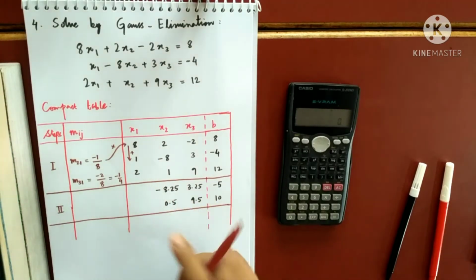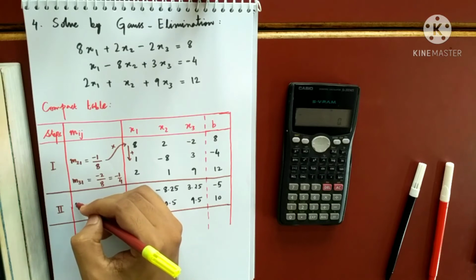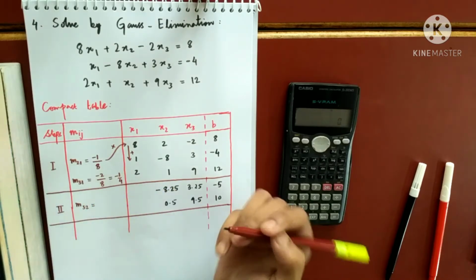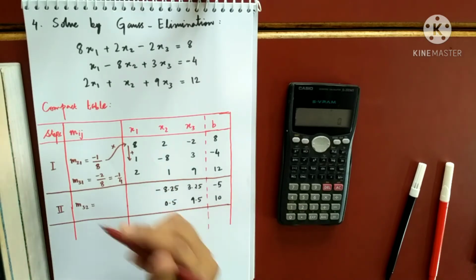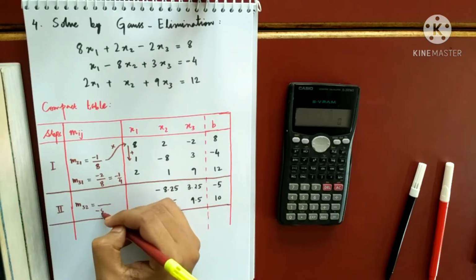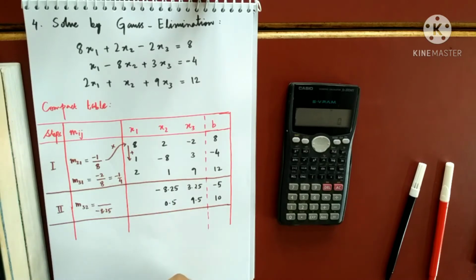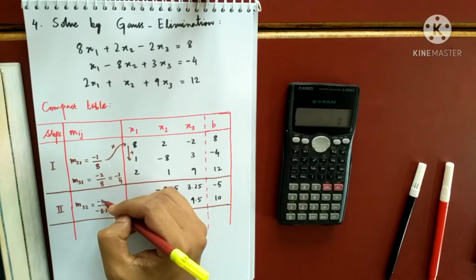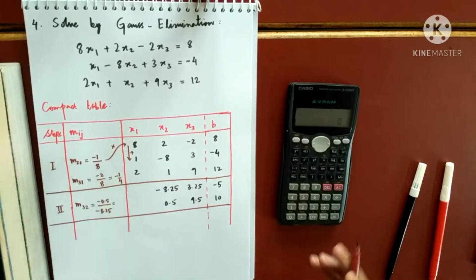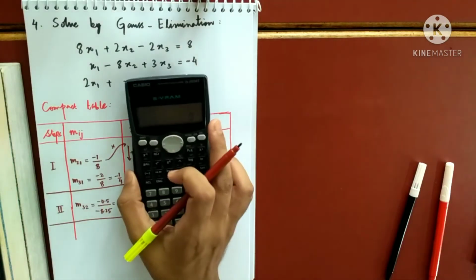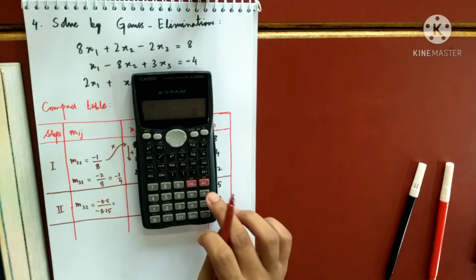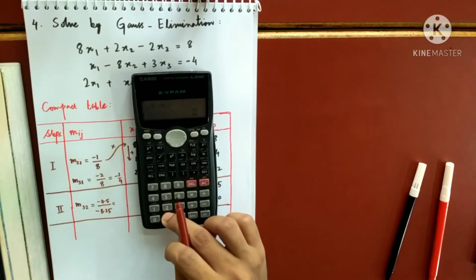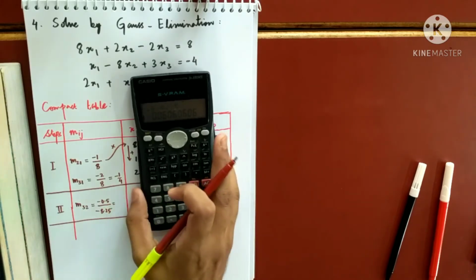Let me take the multiplier now. What is my next multiplier? I'll call this multiplier M32. So what is that multiplier? I'll first divide by minus 8.25, right? And I will have to take opposite sign of this. So minus 0.5. So this is my multiplier. What is my multiplier if I write it more precisely? 0.5 divided by 8.25. What am I getting?